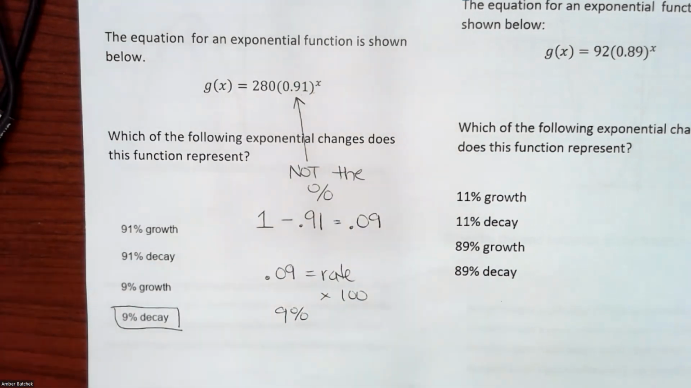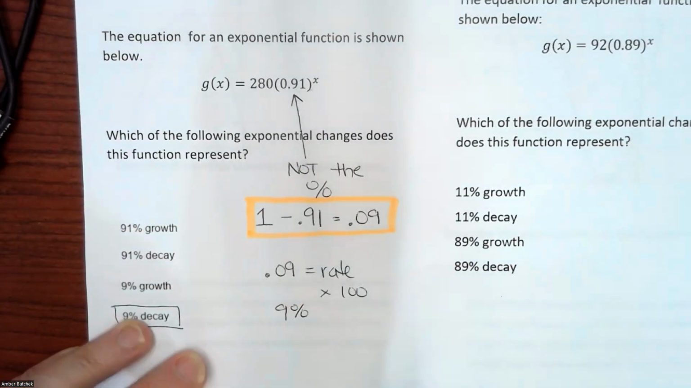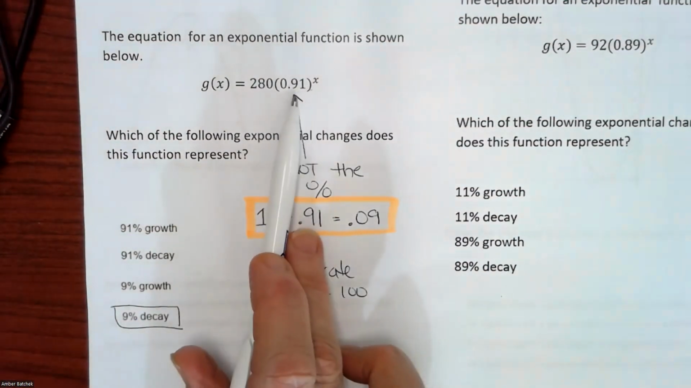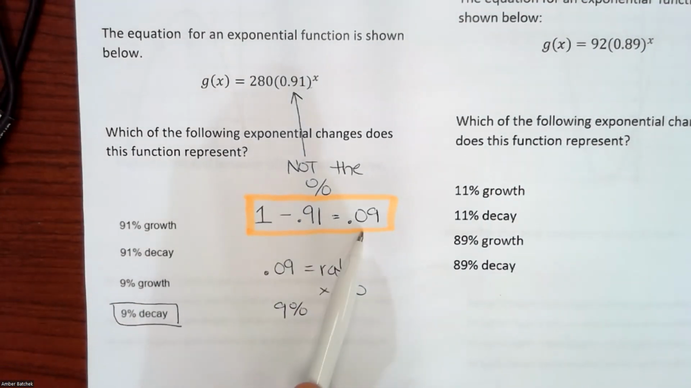So I'm going to highlight this because this is what you need to do when you're figuring out the percent for decay. It is not 91%. You have to do 1 minus 0.91, and that will get your percent. All right.